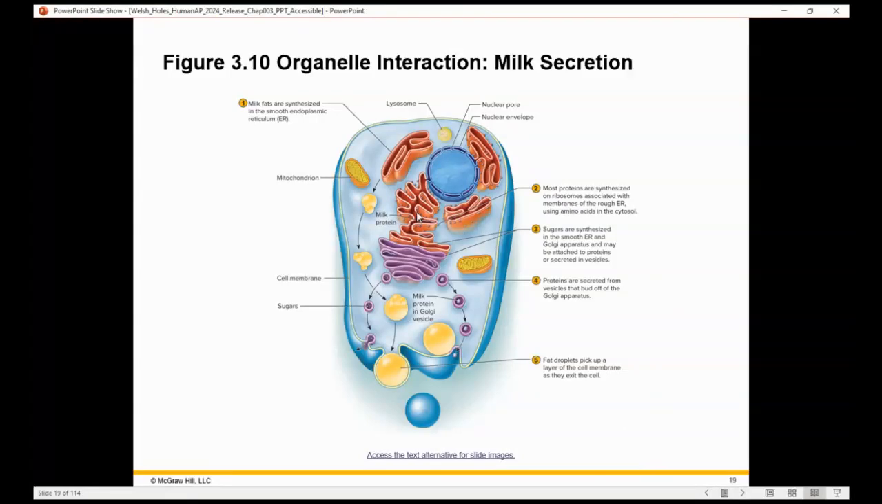So the rough endoplasmic reticulum would produce milk protein. Then they send it to the Golgi apparatus. And sugars are synthesized in the smooth endoplasmic reticulum and the Golgi apparatus, and can be attached to the proteins or secreted in the vesicles. But in any case, the proteins in the Golgi apparatus will be modified. Then they're sent out by the vesicle, and the vesicle will meld with the cell membrane, and then that milk will be released.